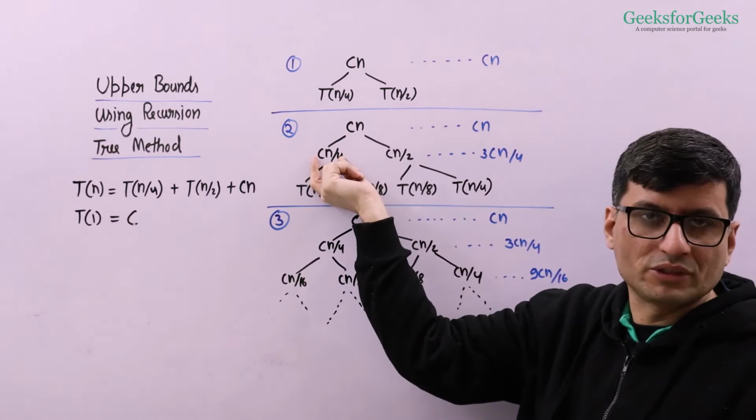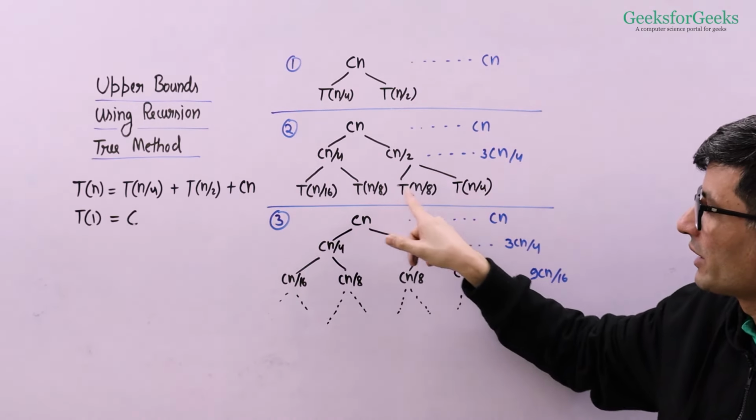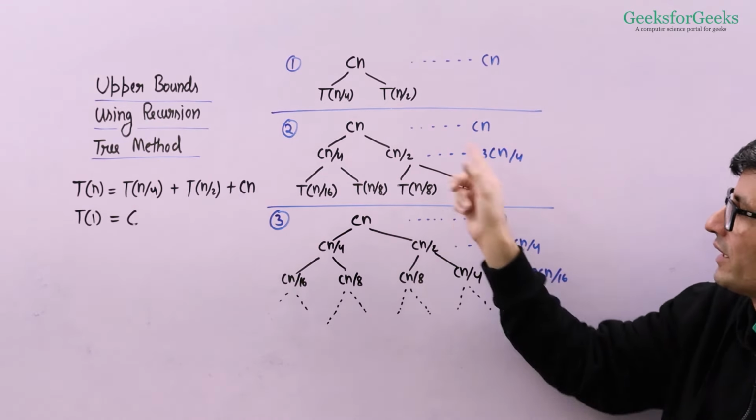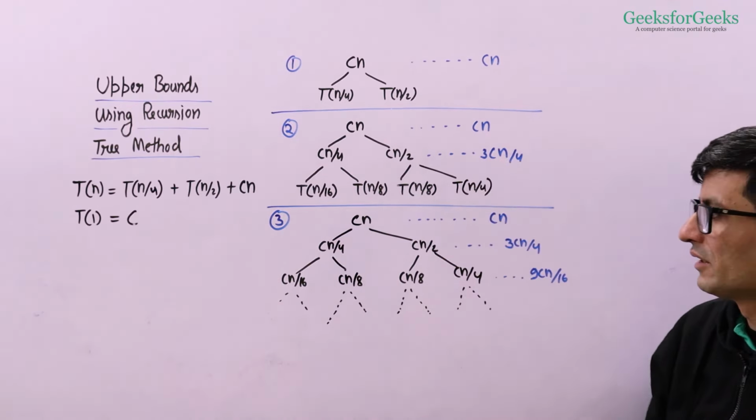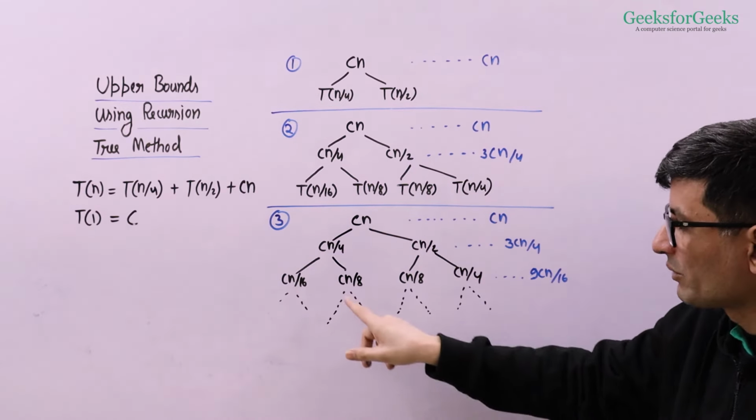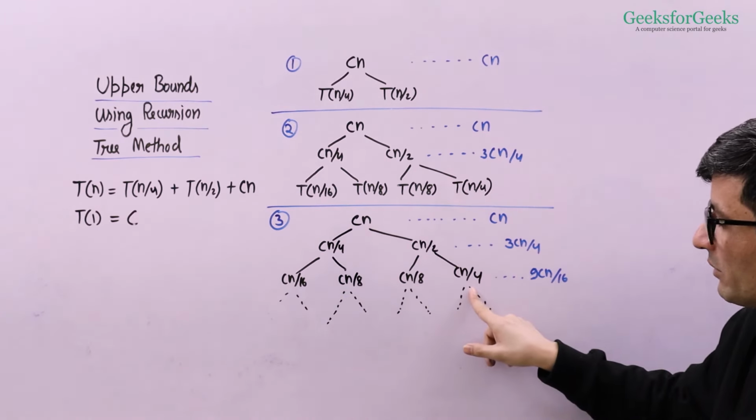The non-recursive part of this is going to be Cn/4. This is going to be Cn/2. Then T(n/16), T(n/8), T(n/8) and T(n/4). And if I sum these terms, I'll get 3Cn/4 here and Cn here. Now, if I sum these 4 terms, I am going to get Cn/16 plus Cn/8 plus Cn/8 plus Cn/4.